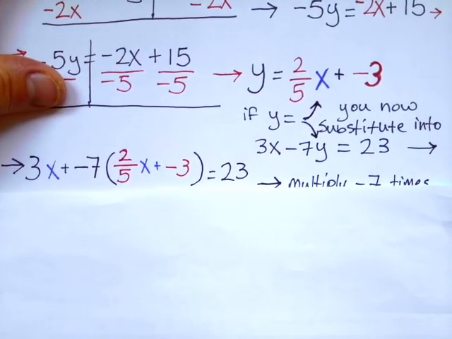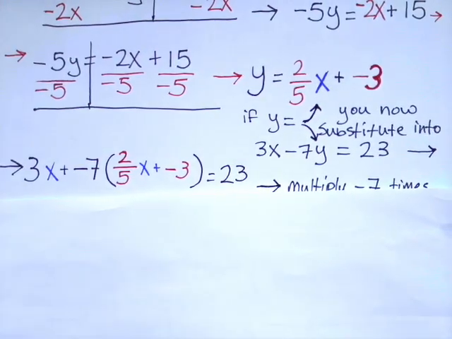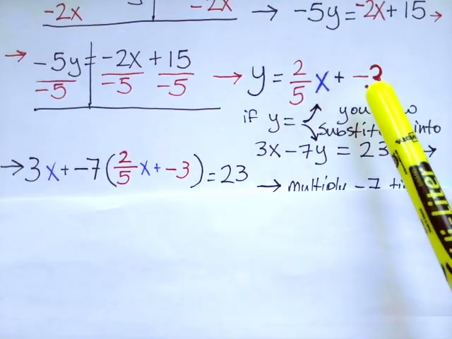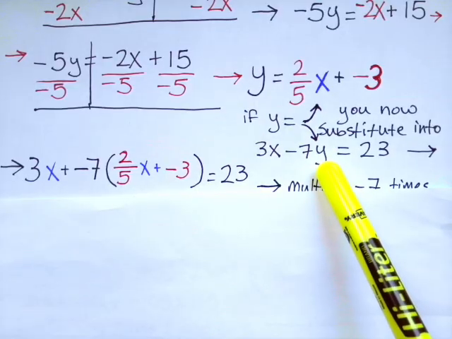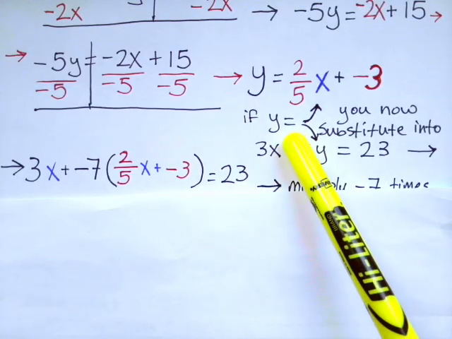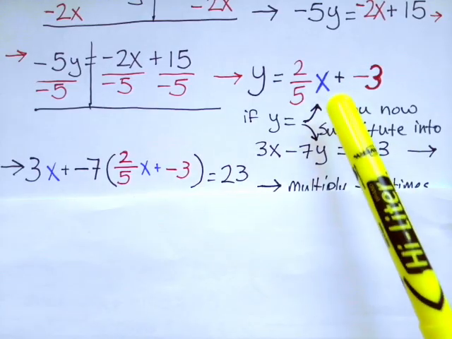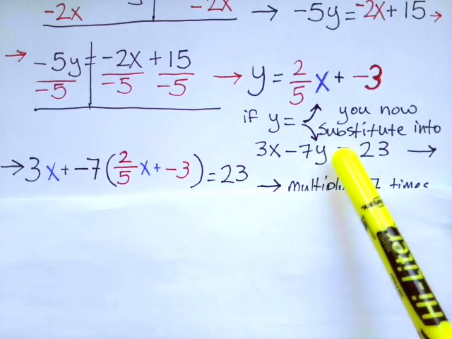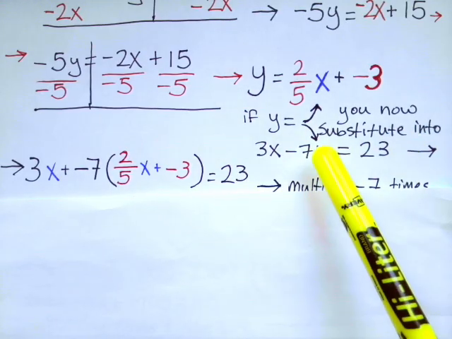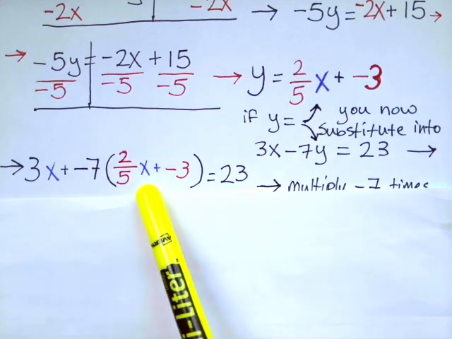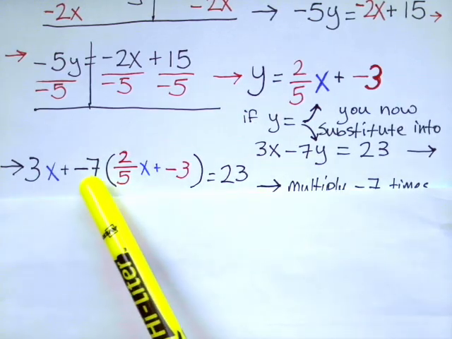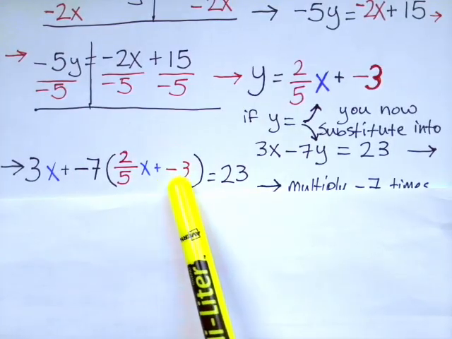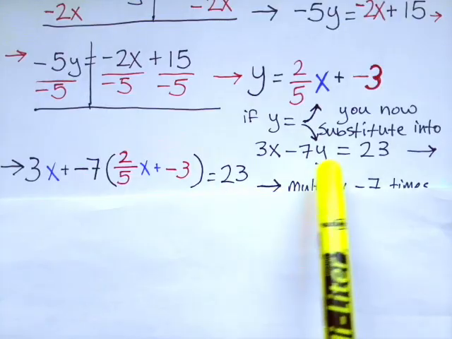Okay. Let me get organized. I apologize. And so I'm going to substitute 2/5 x plus a negative 3 for y into that other equation, right? So if y equals this, I can substitute this wherever I see y in this equation. Now I'm going to substitute that for the y, and I'm showing you that right here: 3x plus a negative 7 times that value of what y equals, which is 2/5 x plus a negative 3, equals 23.